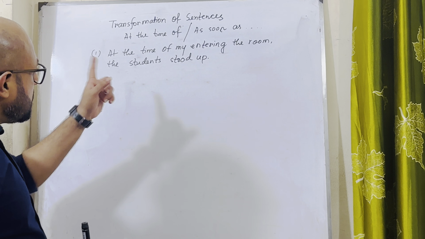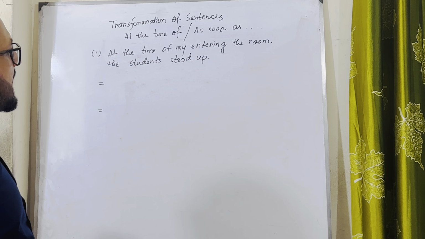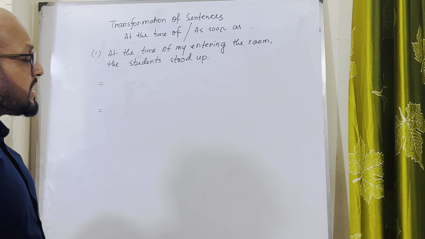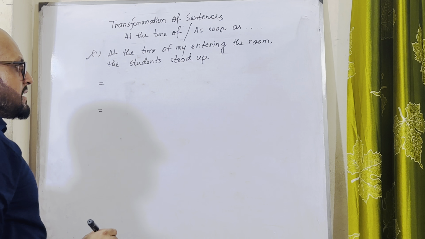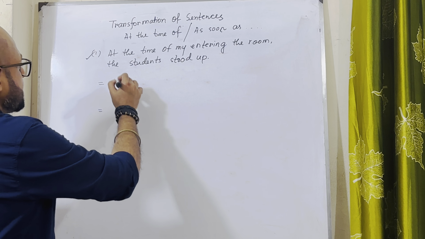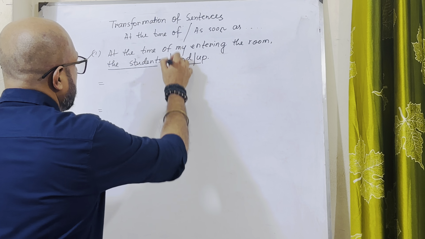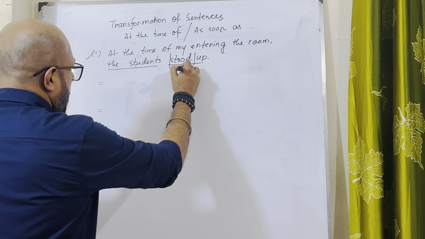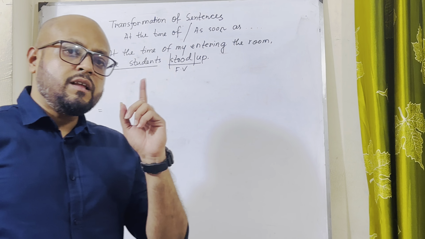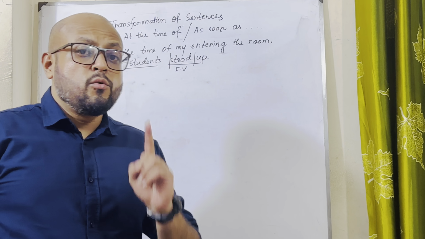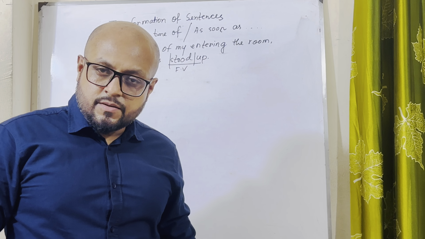Well, let's read the sentence. At the time of my entering the room, the students stood up. This sentence is a simple sentence. Why? Because in this sentence, "the students stood up" is my only finite verb. If a sentence has only one finite verb, then it is known as a simple sentence.